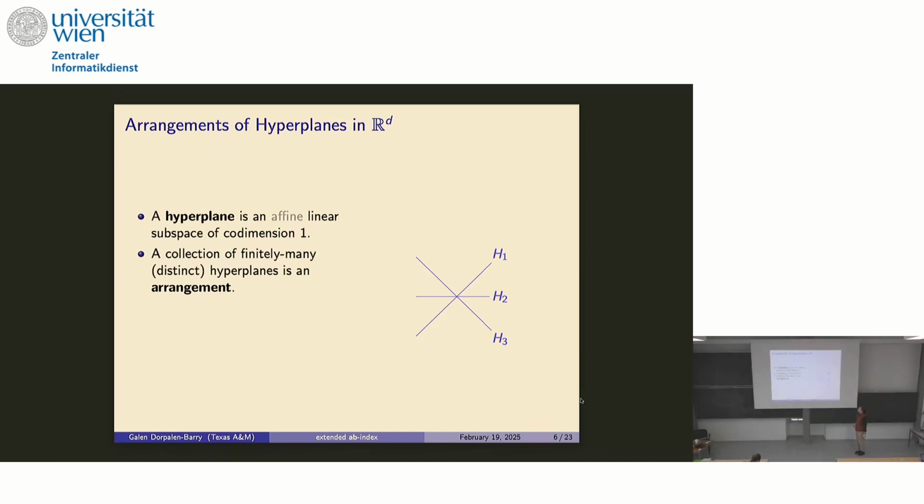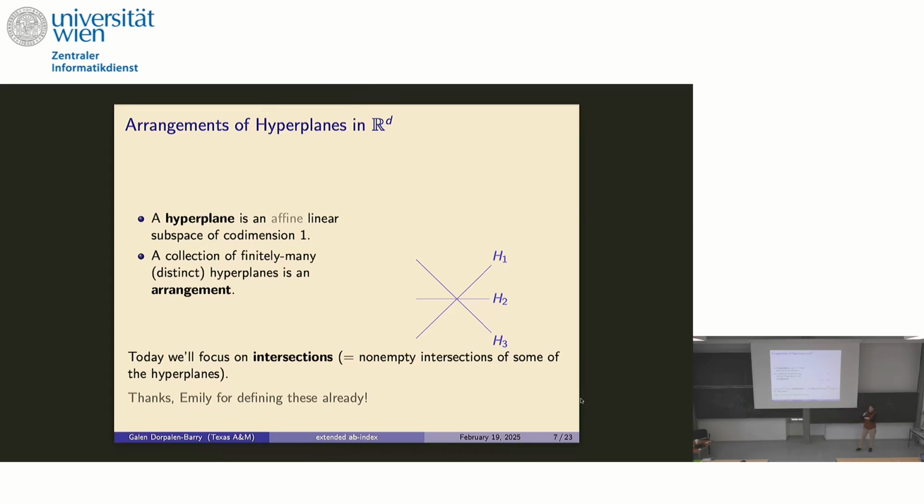Okay, and I want finitely many distinct hyperplanes. So this is coming from the zero set of a product of linear forms. In principle, you could have a product with two linear forms that are the same linear form. When you pass to the combinatorics that we're going to care about, we're not going to be able to see that difference. So I'm only going to care about distinct finite collections.